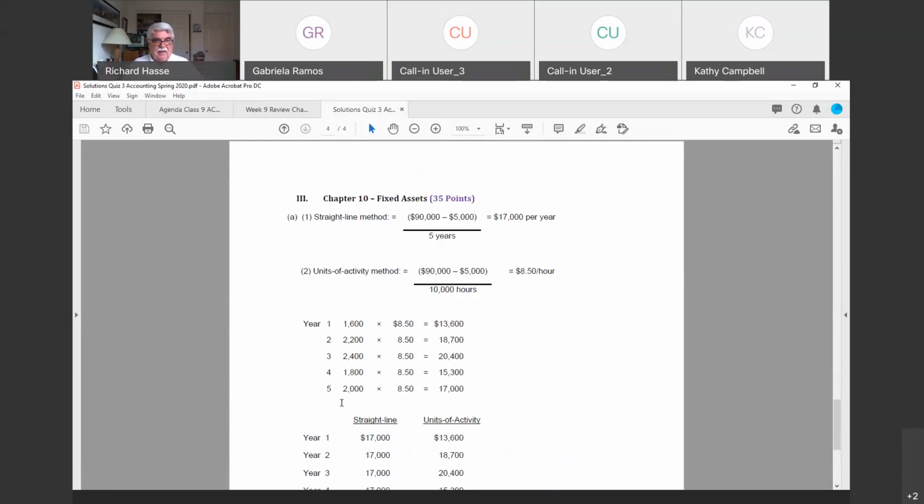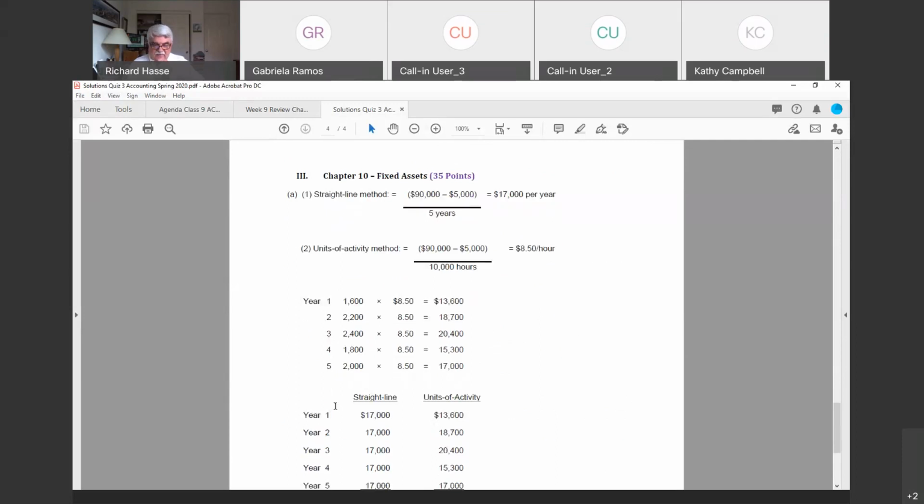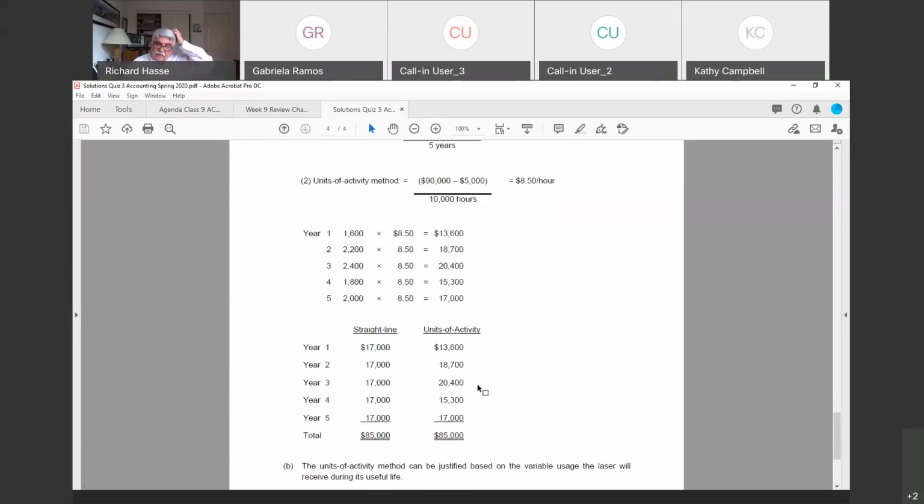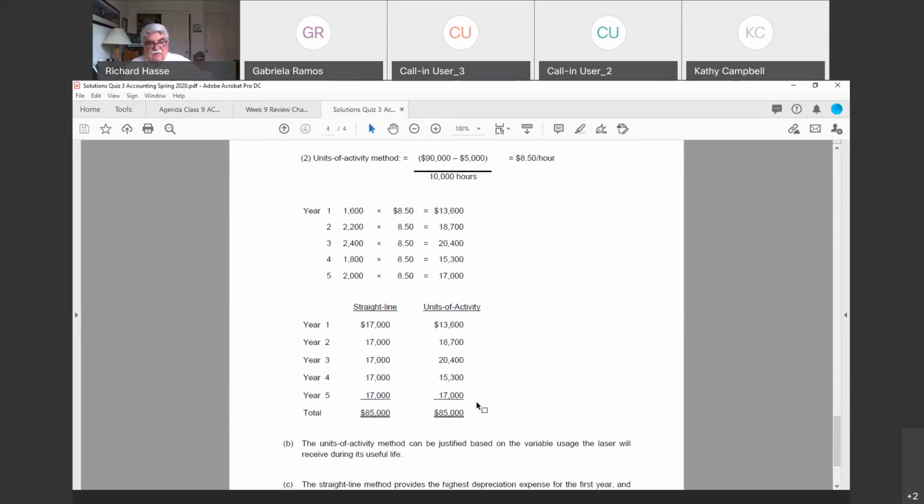And the straight line method of taking the cost of the asset minus out the salvage value over the length of the asset times $17,000 a year, and based on the units of activity, excuse me, the units of activity per year and the according schedule accordingly. And as you can see, they're both expensing or writing off $85,000. But the usage is a little bit different compared to the straight line. So that's what I was looking for there, the comparison or the difference between the two.